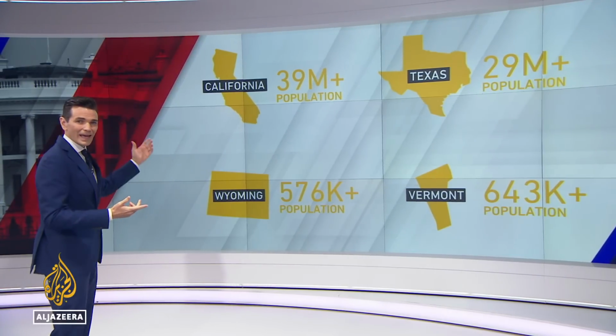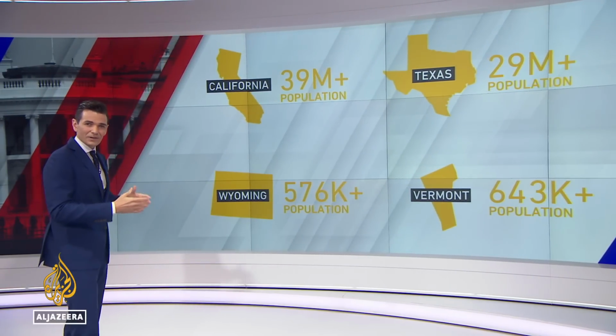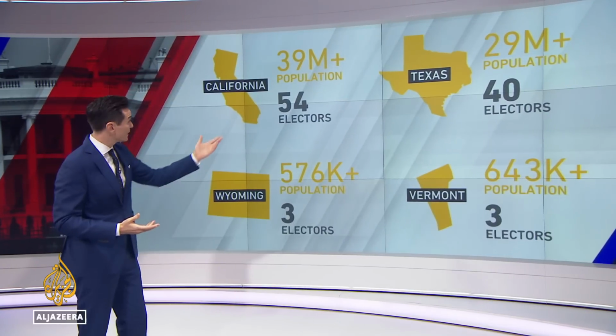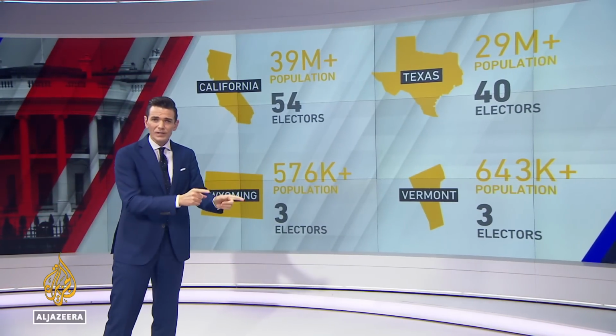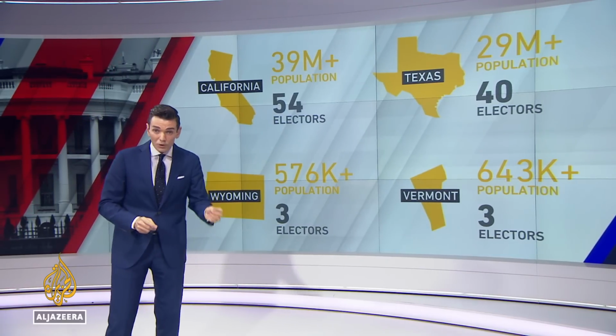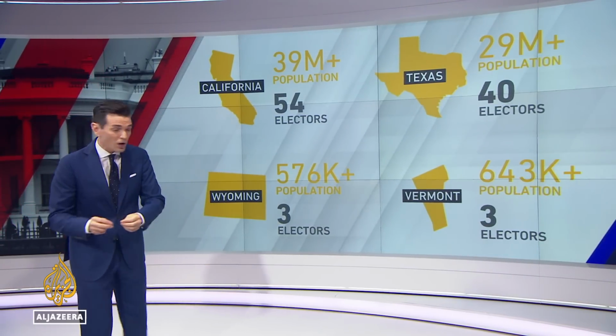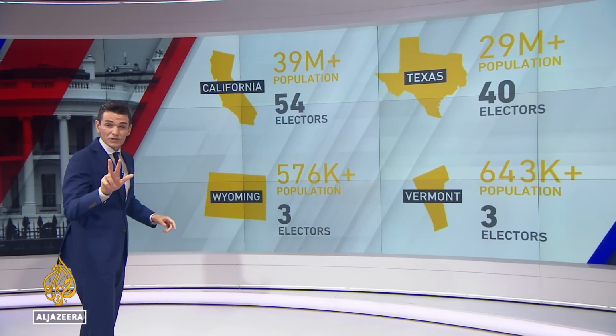States have electors based on their population size. So look at this. Take a big state like California. This year it has 54 votes in the Electoral College. Texas has 40. Remember, you need 270 to win, so that's a big chunk. Small states, on the other hand, like Wyoming, like Vermont, have just 3 votes each.